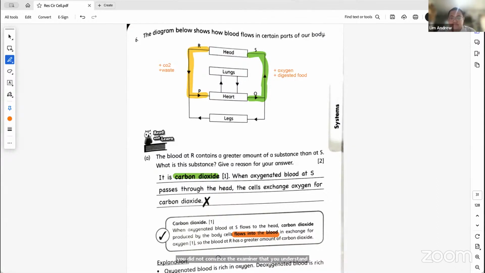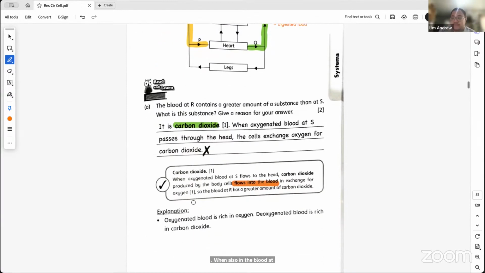So to answer this question, you have to write as follows. When oxygenated blood at S flows to the head, carbon dioxide produced by the body cells flows into the blood in exchange for oxygen. So the blood at R has a greater amount of carbon dioxide. So for science, the most important thing in answering all these short answer questions is keywords.